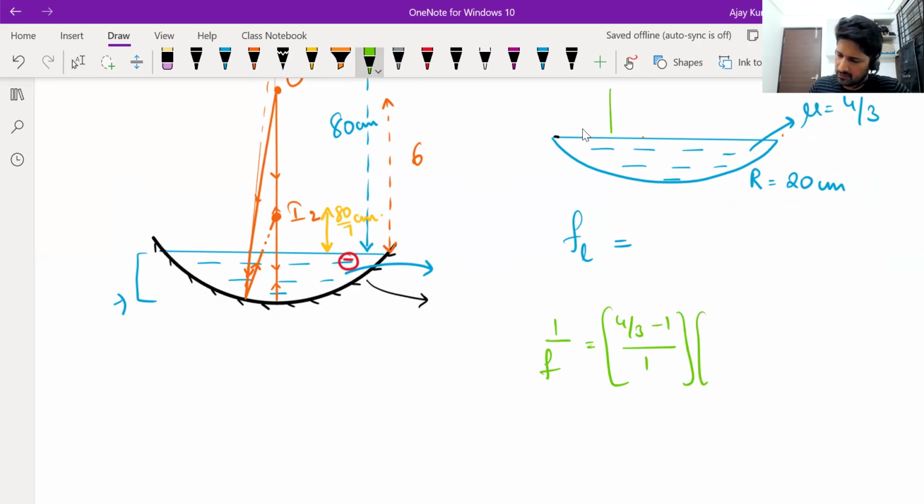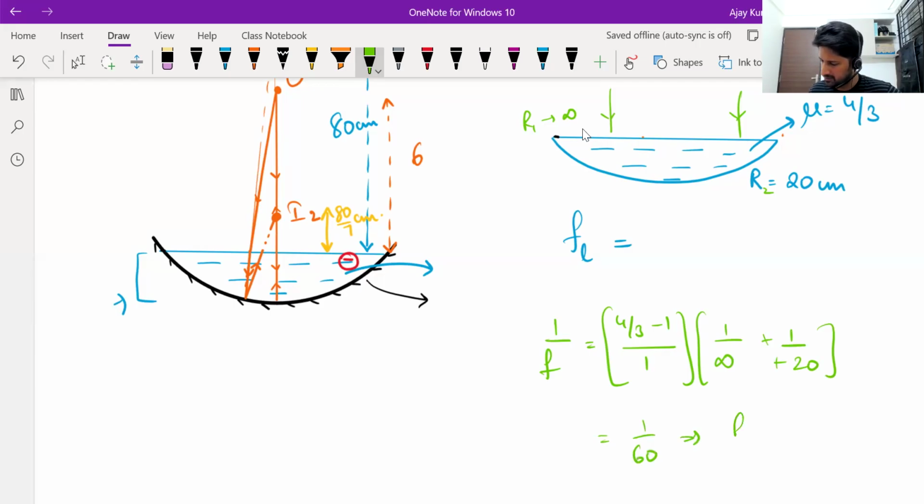Now you can imagine light to be incident from anywhere. I'm assuming it is incident from the upper side. So R1 tends to infinity and R2 is 20. Whether to take it plus 20 or minus 20, you have to take it minus 20 because for that curvature, the center is on the upper side, the negative side. So 1 by R1 minus 1 by R2 becomes 4 by 3 minus 1, which is 1 by 3, into 1 by 20, 1 by 60. So the focal length of the lens is 60 centimeters.